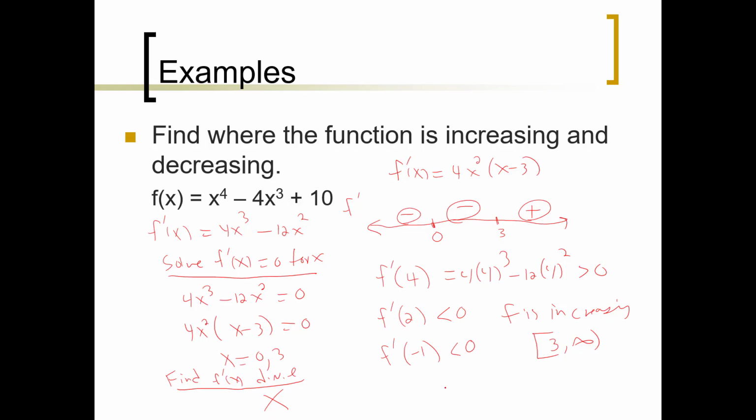You can also say that f is decreasing on the interval from negative infinity to 0, but it's also decreasing from 0 to 3. And because we know the function is continuous at 0, I can glue all that together and say from negative infinity to 3. And I can even close that also, again, by continuity. That is then the result. That tells you when the function is increasing and when it's decreasing.